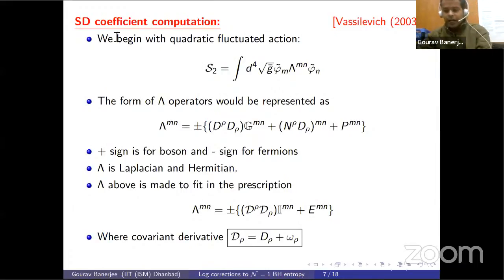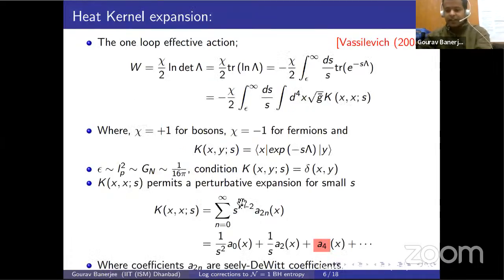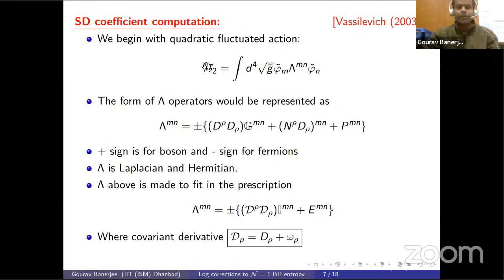Okay, now we will present the methodology of how to compute these heat kernel coefficients A0, A2, and A4. So beginning with the quadratic fluctuated action, which can be expressed this way, where this kinetic differential operator Lambda is something like this form, where the positive sign is for bosons and the negative sign is for fermions.